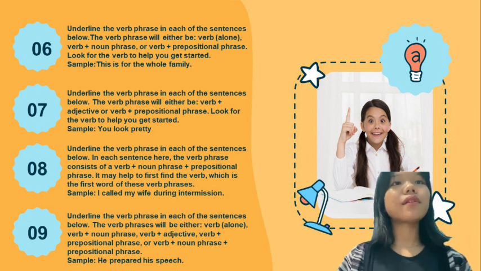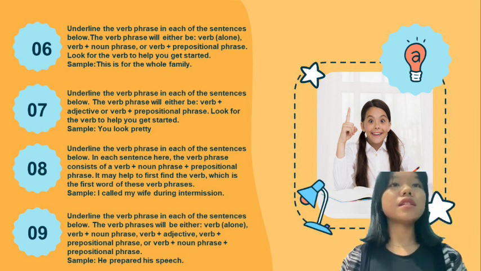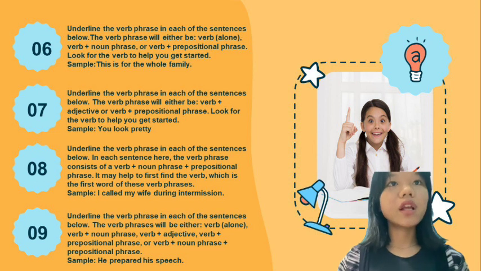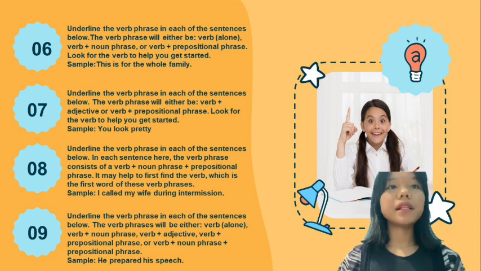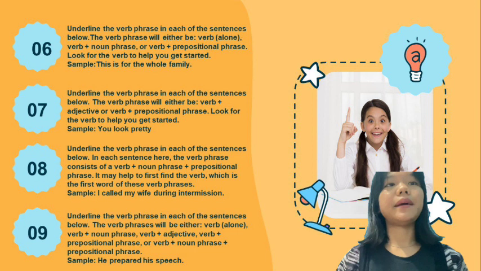Six is: underline the verb phrase in each of the sentences below. The verb phrase will either be a verb alone, verb plus noun phrase, or verb plus prepositional phrase. Look for the verb to help you get a start. Sample is: this is for the whole family.